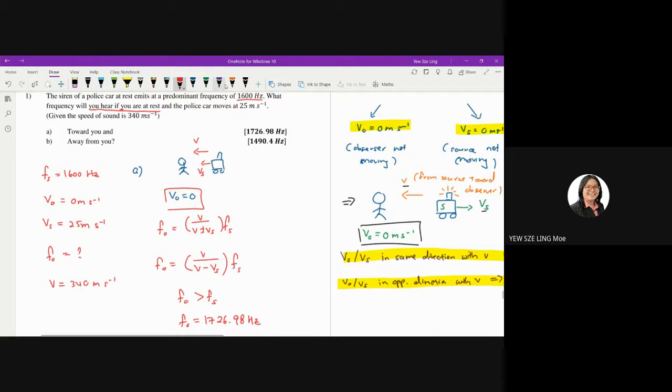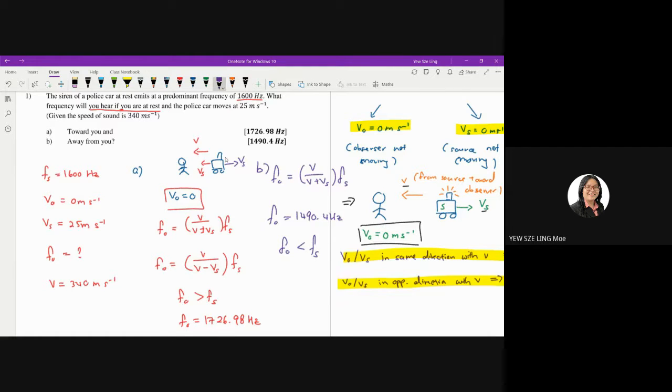For the second case, question B: if the police car moves away from you, Vs moves away from you, then we have FO equals V over (V plus Vs) times Fs, because V and Vs are moving in opposite directions. In this case, FO would be 1490.4 hertz. It should be less than Fs, because it is moving away, by common sense.